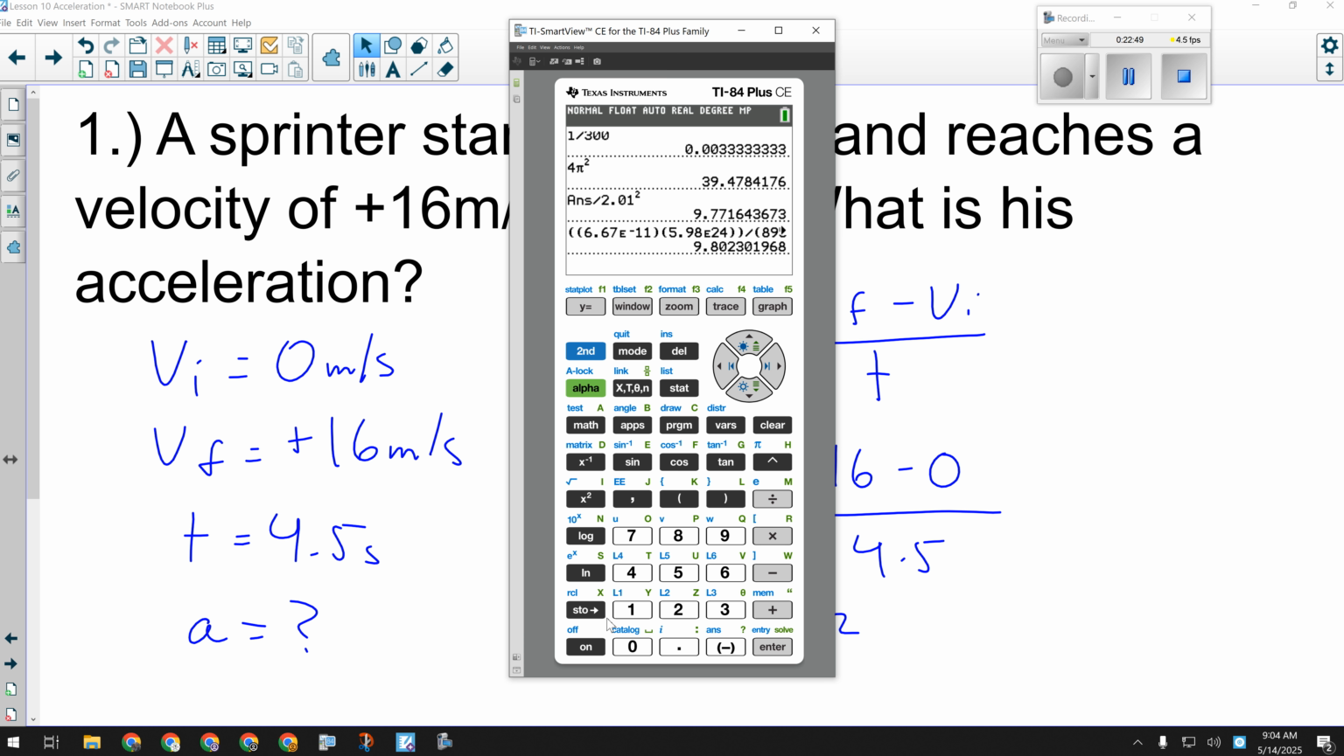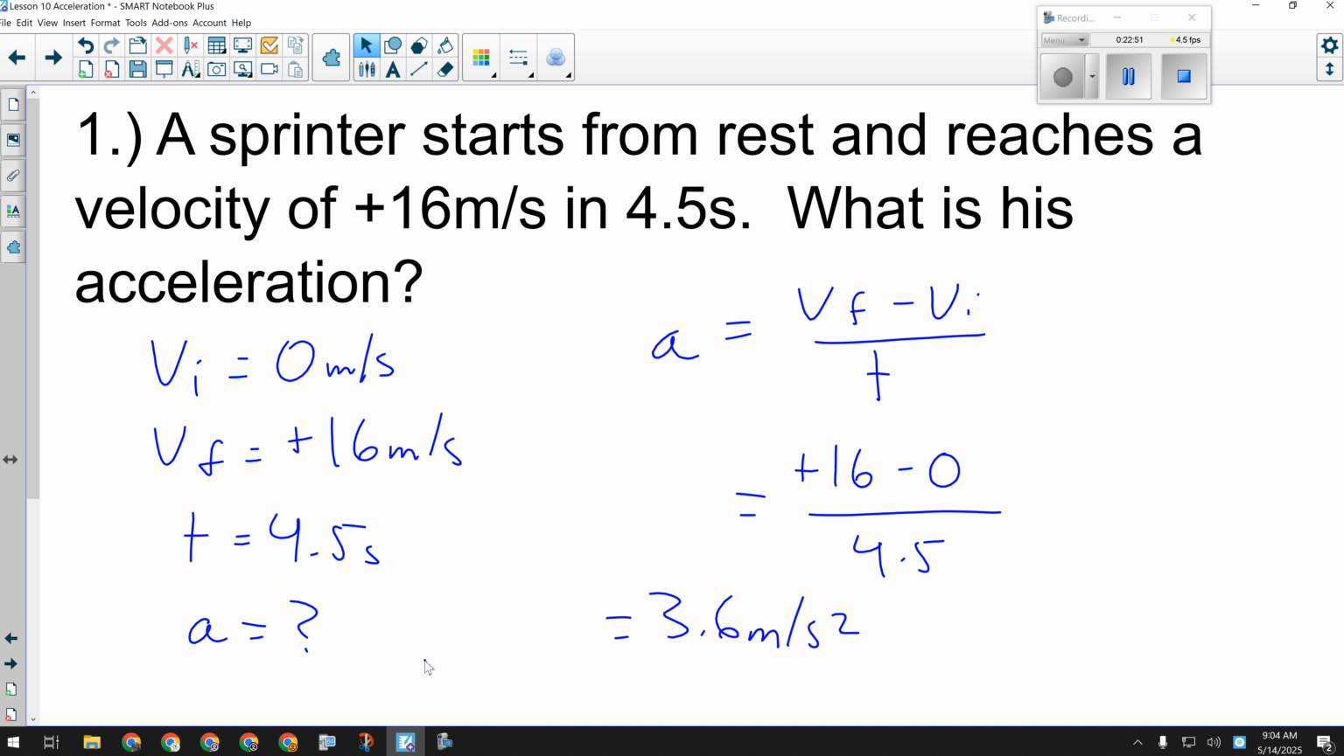It should, okay? Acceleration is a vector quantity. If I have positive 16 minus 0, it's positive 16 on the top divided by 4.5. That stays as a positive number. All right, so acceleration is a vector quantity.